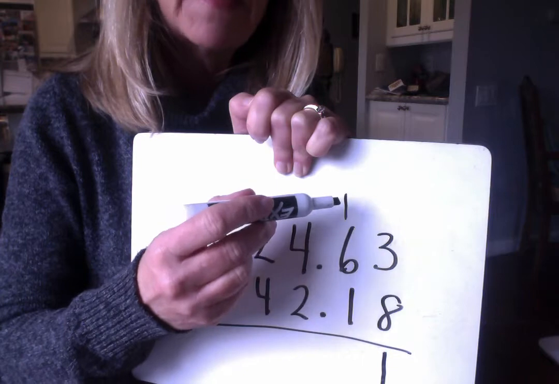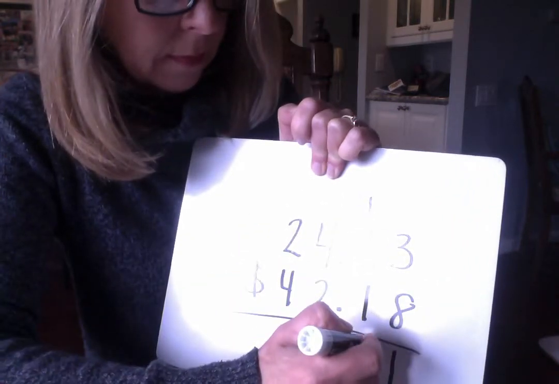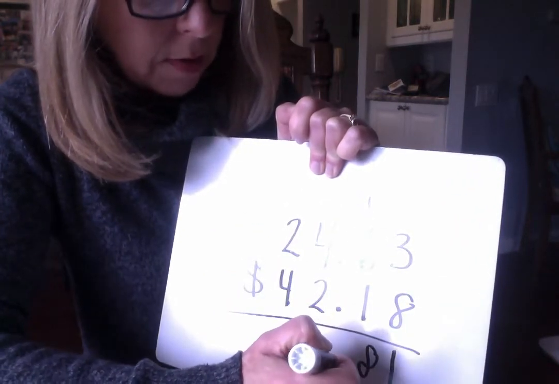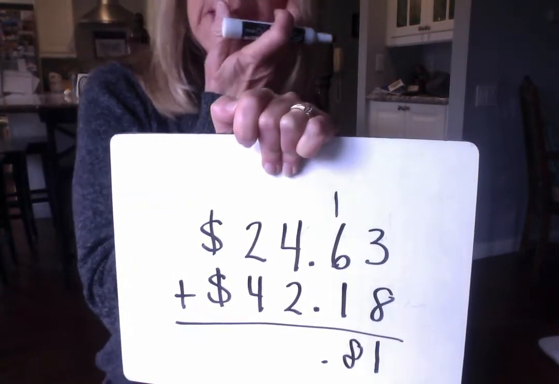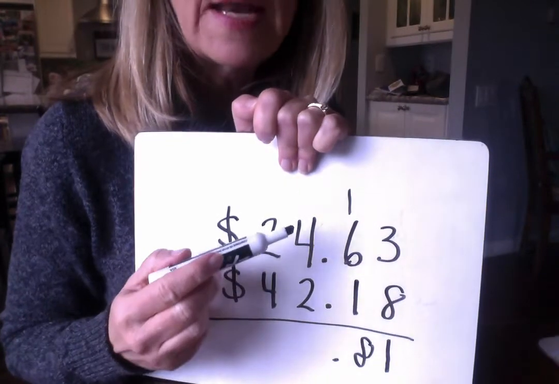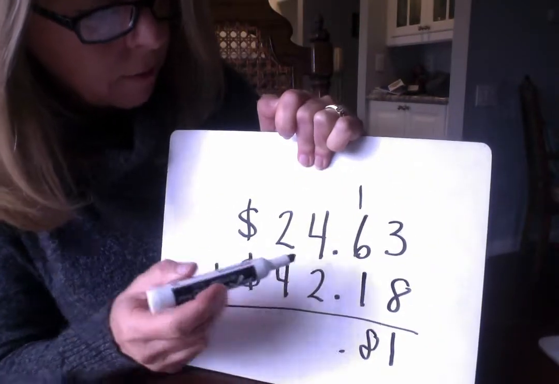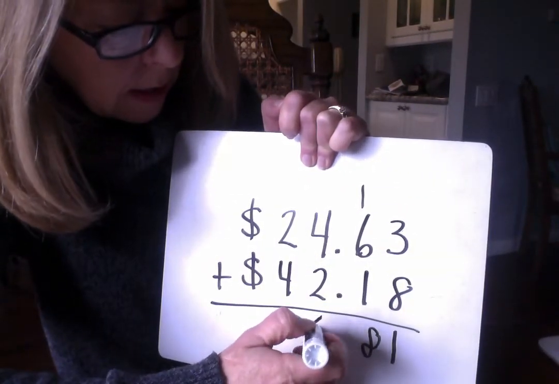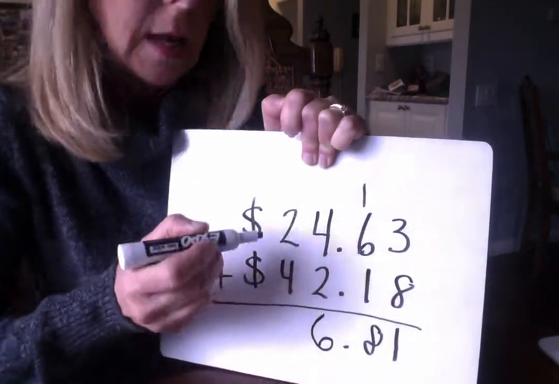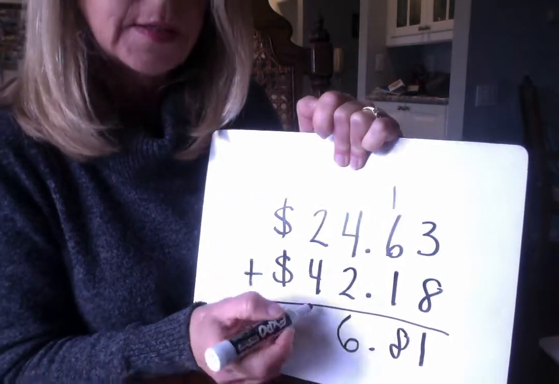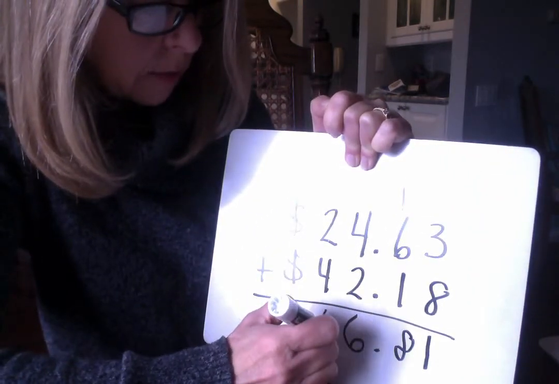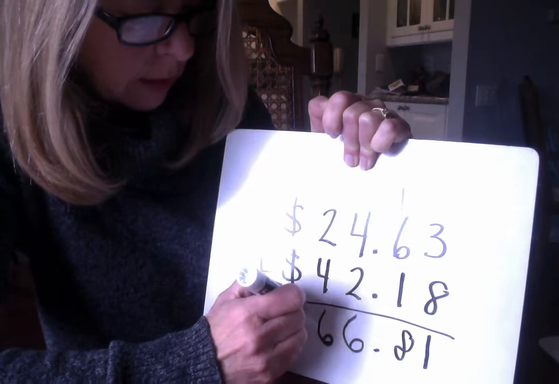Okay, so now I'm going to add all my dimes. I have 6 dimes, 7, 8. Don't have to do any regrouping because I don't have more than 9 dimes. All right, now I'm going to add my dollars. I have $4 plus $2. That equals $6. And two $10 bills plus 4 $10 bills equals 6 $10 bills. I'll put my dollar sign.